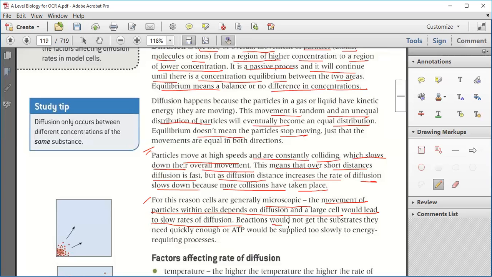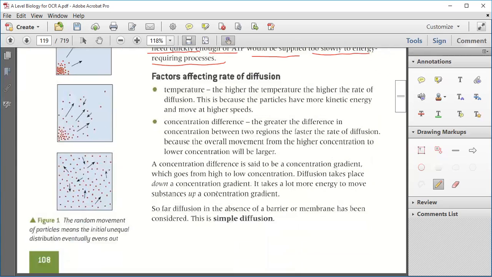The reactions would not get the substrates they need quickly enough, or ATP would be supplied too slowly to the energy requiring processes. It can also happen that the reactions are slow, and the ATP, which provides energy, is supplied too slowly to the energy requiring processes. That can be the thing on which the diffusion depends. Is that clear? Any doubt in this one?